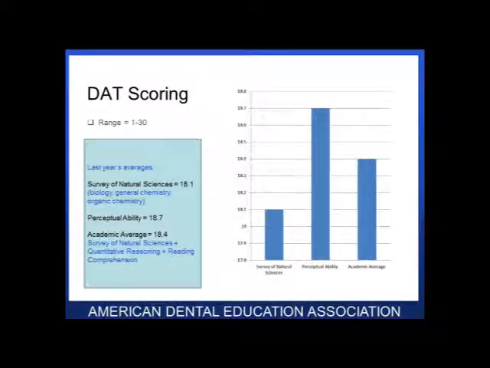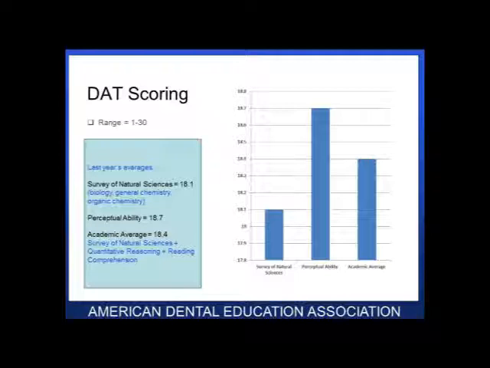The DAT scoring range is 1 to 30. You will receive scores in the following areas. First, an academic average, which is a composite of all the subtests, excluding the perceptual ability test. Second, you will receive a perceptual ability test score. Third, you will receive a total science score, which includes biology, general chemistry, and organic chemistry. And then you'll receive breakout individual scores in each of the sections of biology, general chemistry, and organic chemistry.